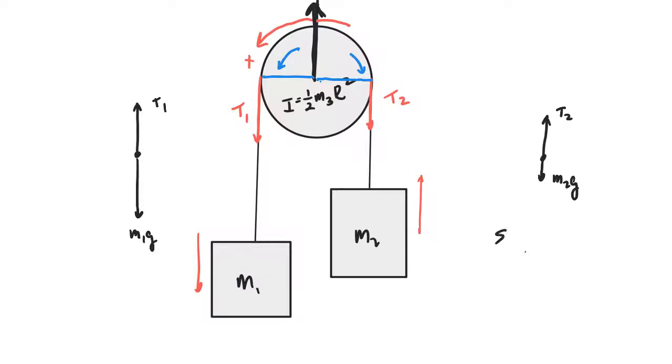So everything about the boxes largely remains the same. The net force on box 2 is going to be equal to M2A. There are two forces acting on it. There's tension upwards and weight downwards, and that equals MA.